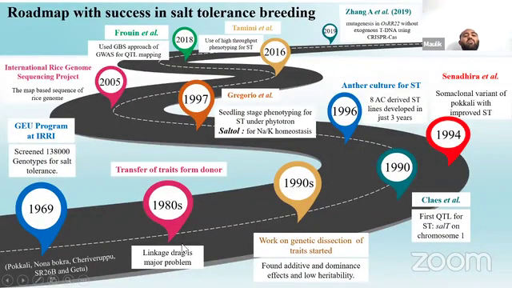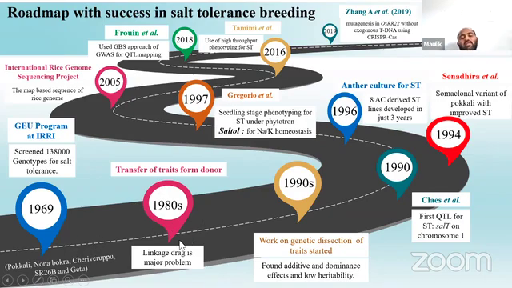So this is the roadmap of the success of salt tolerance breeding. This covers the whole world, first of all 1969, beach land races: Pokkali, Nona Bokra, Chiruverupu, SR26B, and G2. These are the salt tolerant land races.